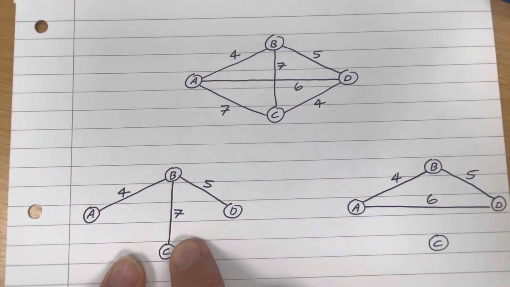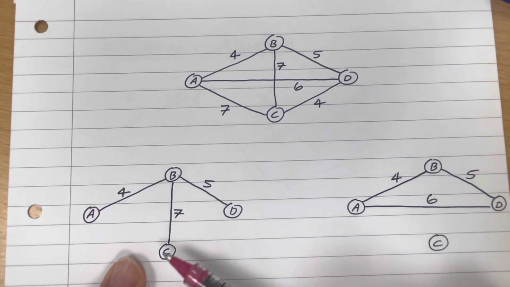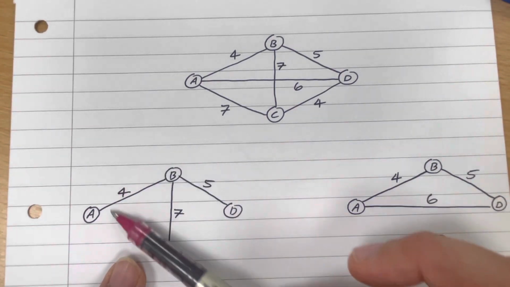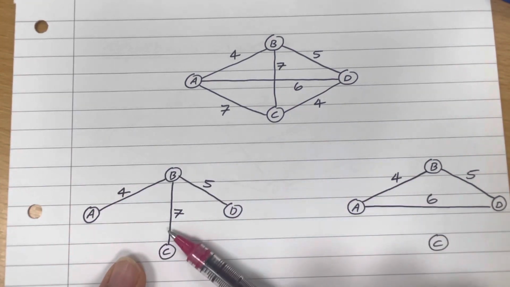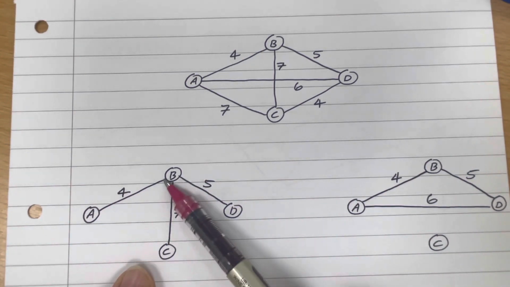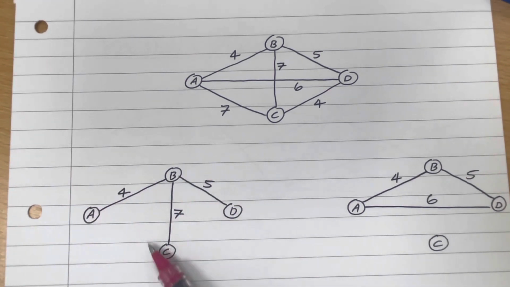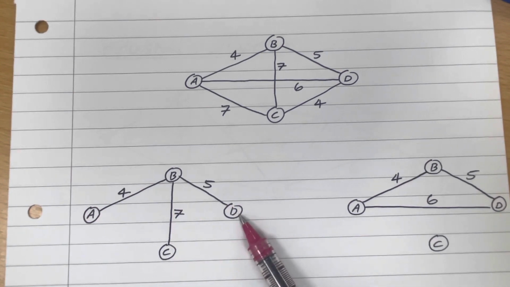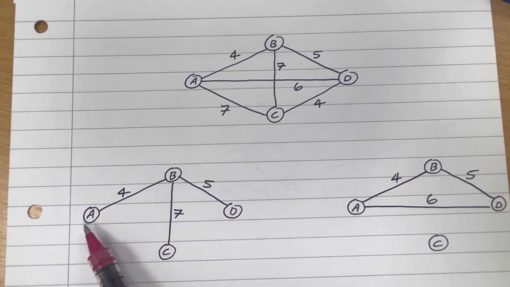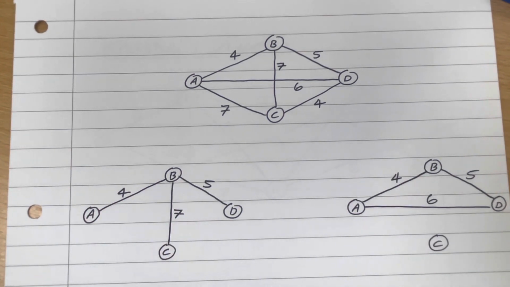This is a tree because it's got 4 nodes and 3 arcs. So it's a tree, which is connected. Also, we can see there's no cycles. If I want to go back to a node, I have to go back along an arc I've already used. It spans the network, so I can get from any node to any other node. So I can get from D to C by traveling through B, or I can get from A to D by traveling through B, or I can get from B to C, or whatever. Okay, so this is a spanning tree.